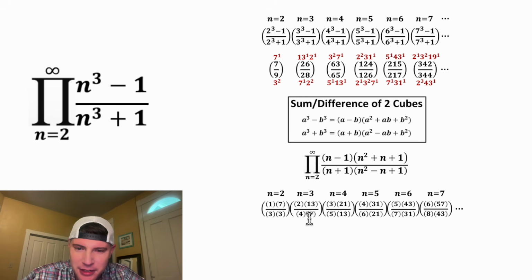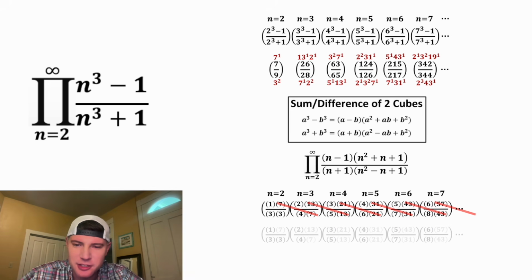This upper right number and this lower right number are going to cancel each other out. 13 and 13, 21 and 21, 31 and 31, 43 and 43. And then the 57 is going to cancel with whatever's going here. So all of these are gone. Let's look at it now.